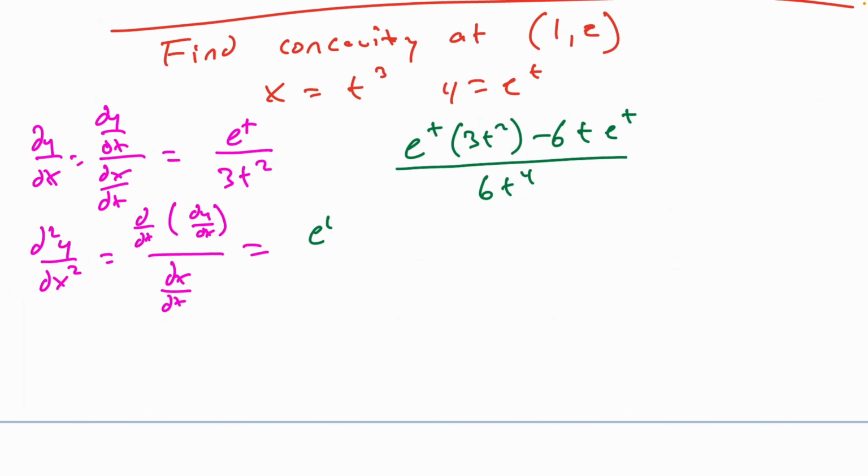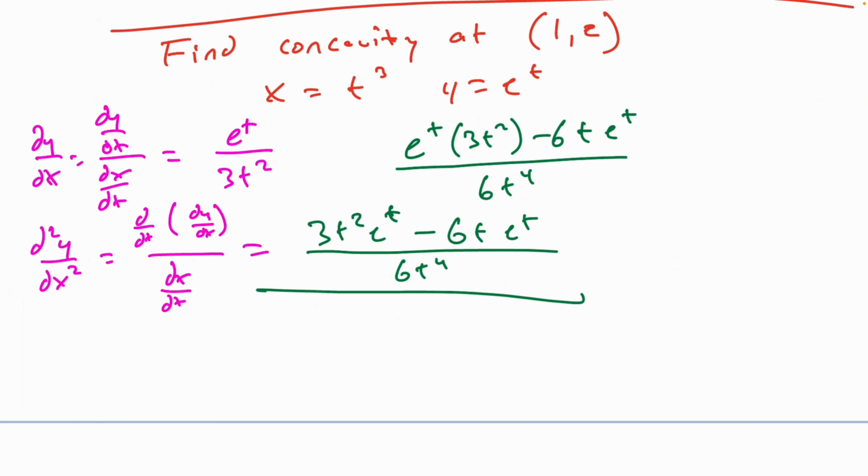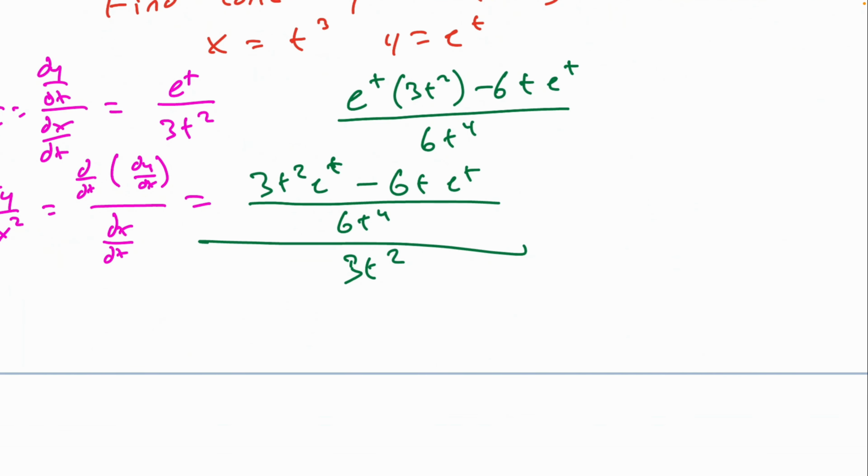So we're going to write e to the t, and I'll tell you what, I want to bring that to the front as well. So let's go 3t squared e to the t minus 6t e to the t, all over 6t to the fourth. And then that's over the original derivative of x with respect to t, which is 3t squared. So we'll write 3t squared there. All right, so here we go. How can we simplify this?